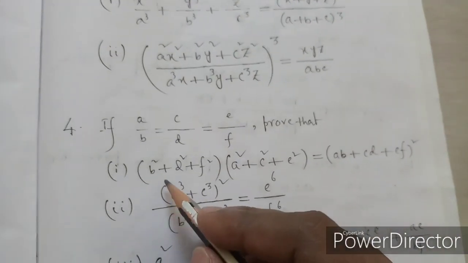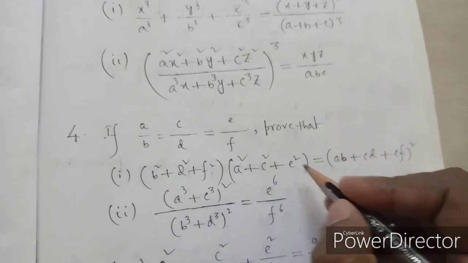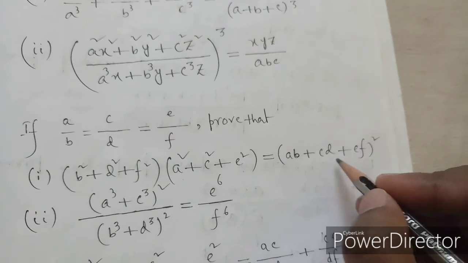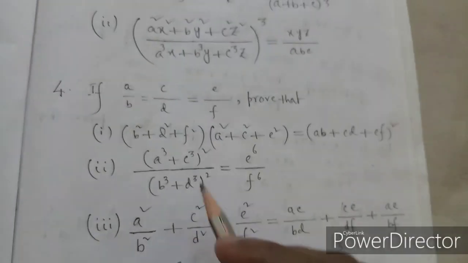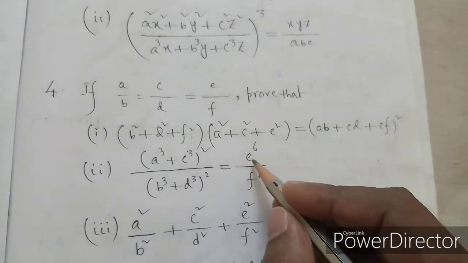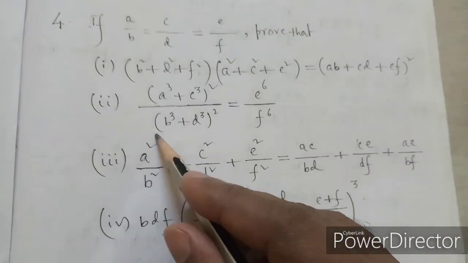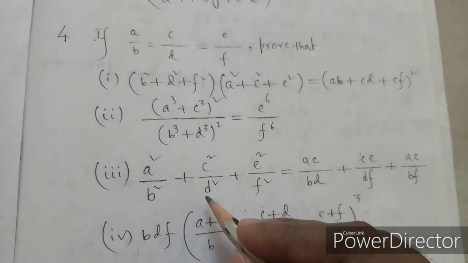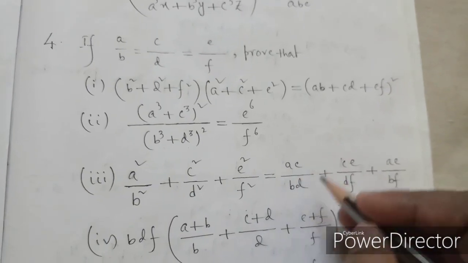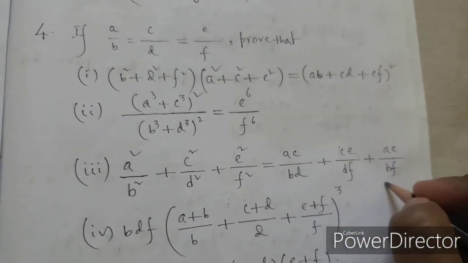Number 4: if a by b equals c by d equals e by f, then prove that, number 1, (b square plus d square plus f square) into (a square plus c square plus e square) is equal to (ab plus cd plus ef) whole square. Number 2: (a cube plus c cube) whole square by (b cube plus d cube) whole square is equal to e to the power 6 by f to the power 6. Number 3: a square by b square plus c square by d square plus e square by f square equals ac by bd plus ce by df plus ae by bf.